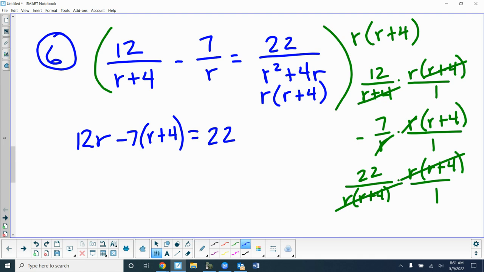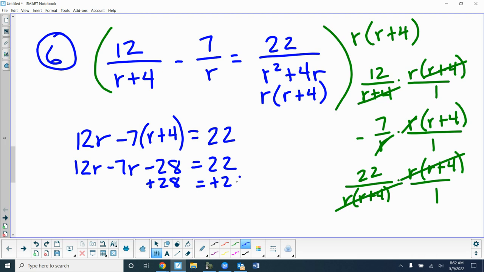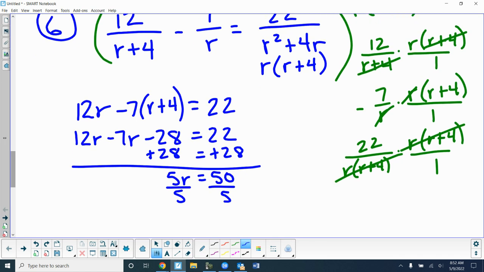Okay? So distribute the negative 7. You get that. Take the 28 to the other side by adding it. And 12r minus 7r is 5r, combining my terms. And divide by 5. What's r equal? 10. Make sure you check.